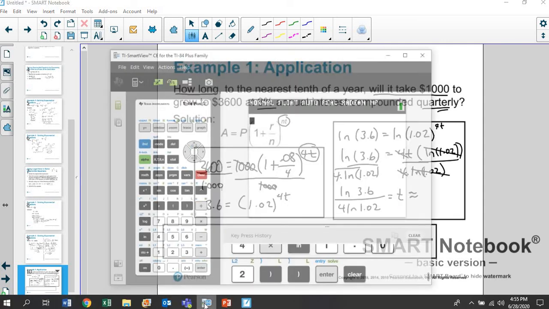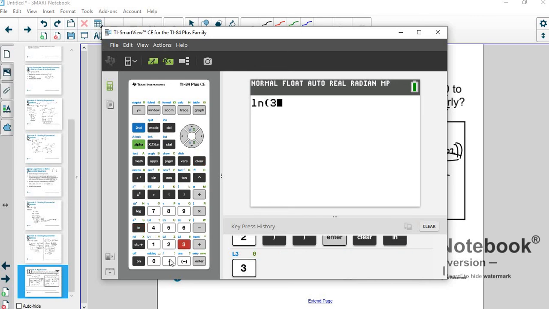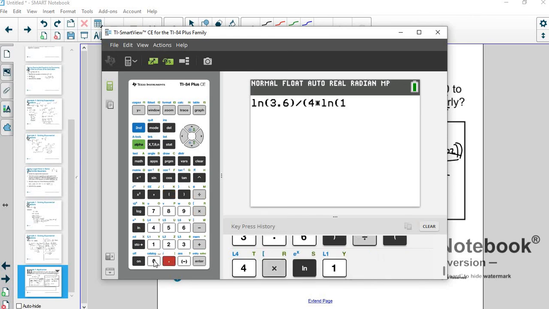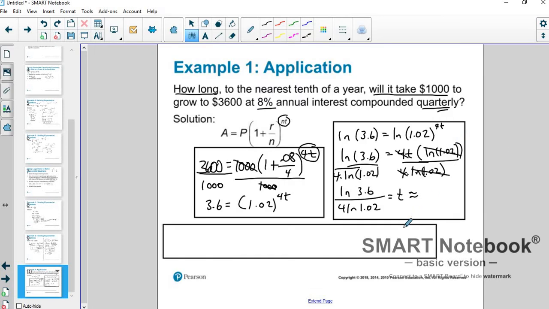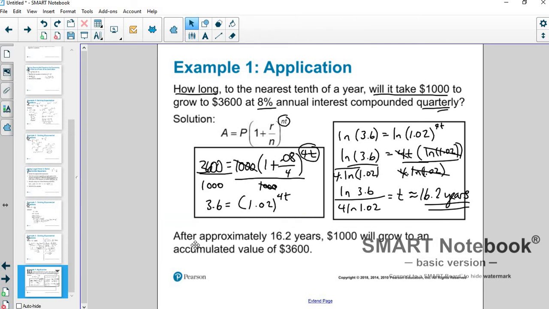Be careful when you plug that in. We get the natural log of 3.6, close parentheses, divided by parentheses, because you're dividing by a product: 4 times natural log of 1.02. So we've got to close this parentheses. You need this product grouped by itself down here. And when you enter, you get 16.17 and so on, which is approximately 16.2. And of course, we need units for the word problem. This is 16.2 years. So if you wanted to write it out nice and neat, you would say after approximately 16.2 years, $1,000 will grow to an accumulated value of $3,600.